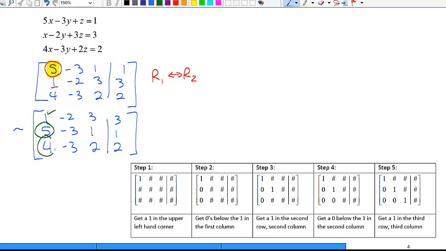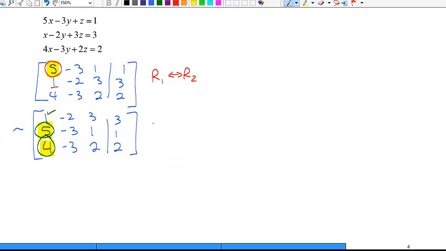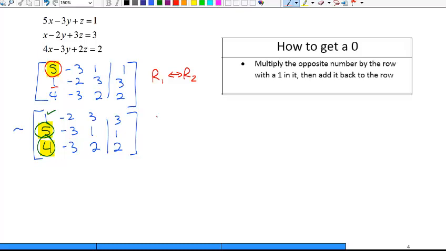Next I want a 0 below. I have 2 elements there that I need to take care of, so I'm going to use both of those in the same step. So on the first one, I'm trying to get a 5 to become a 0. Using the rule to get a 0, I'm going to take the opposite of the number, negative 5, times it by the row with the 1 in it. In this case, the row with the 1 in it is row 1, and add it back to row 2.